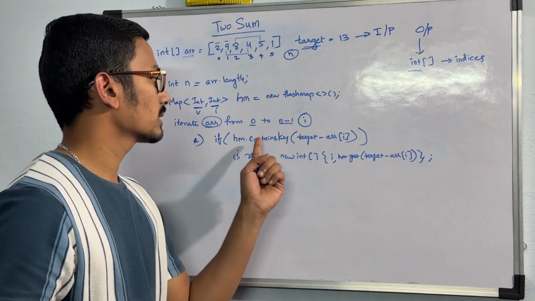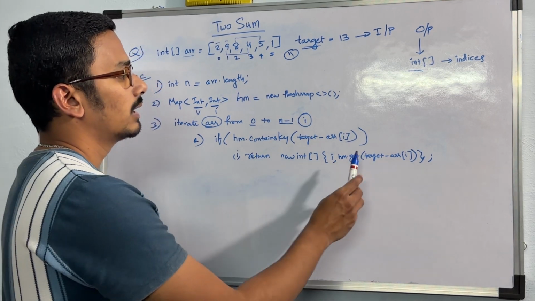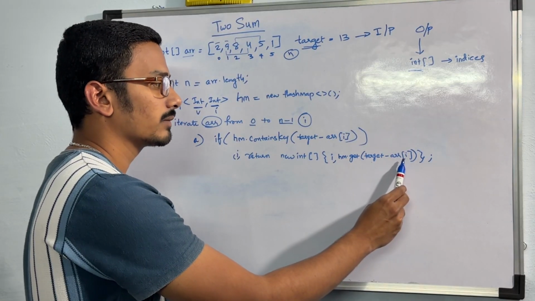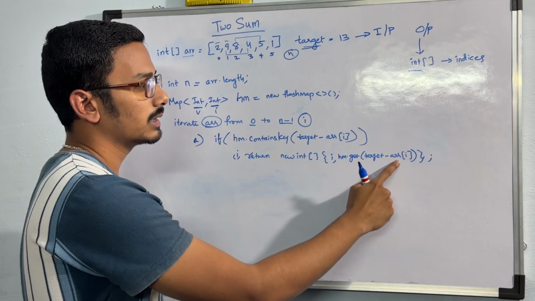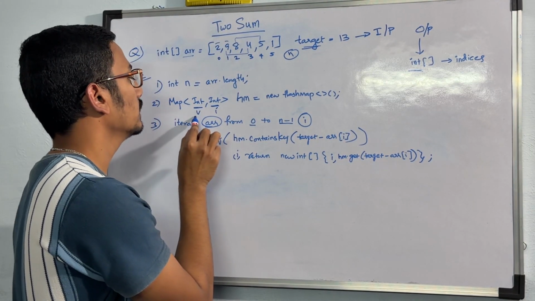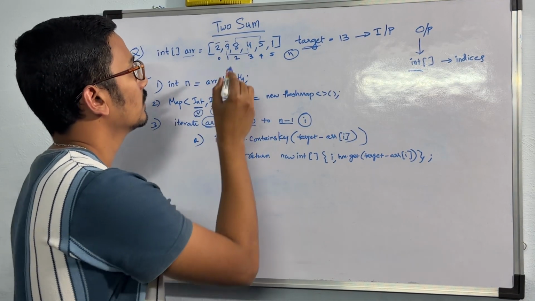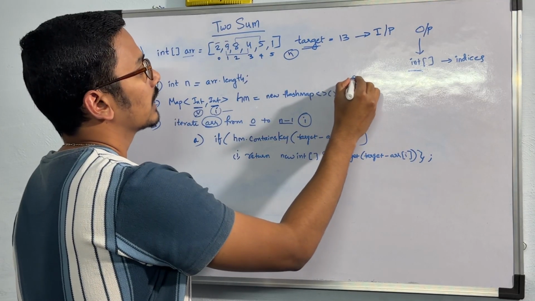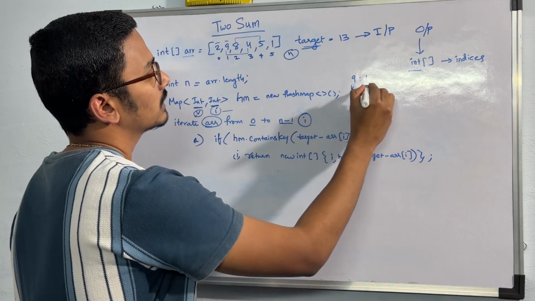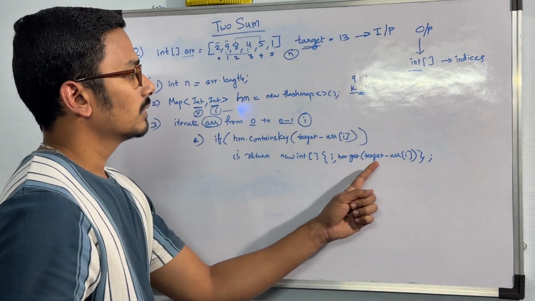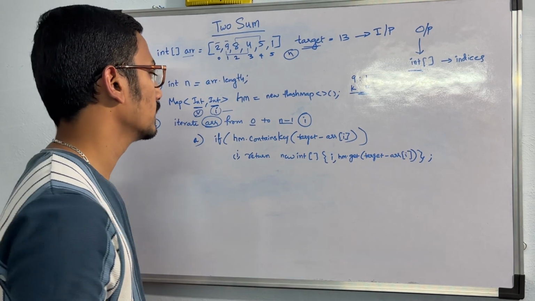I means whatever index we are currently in during the iteration, and hm dot get of target minus array of I means target minus array of I is the key. So using this particular key, I am getting the value. We have said here key means value, value means index. So let's say it is stored in this format: 9 is the key and 1, the index, is the value. So this is key, this is value. We need the index, that means the value in the map. That's why we are getting it like this.